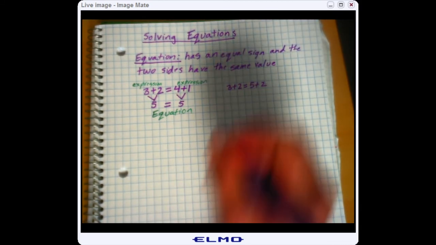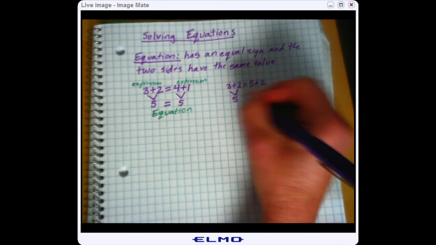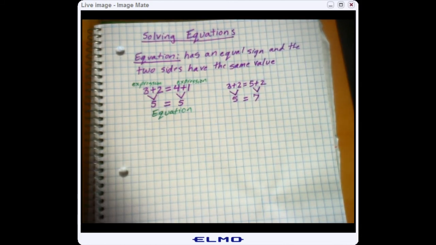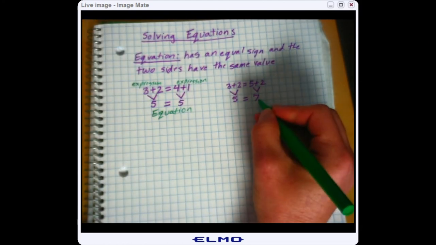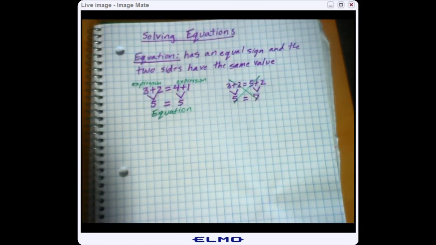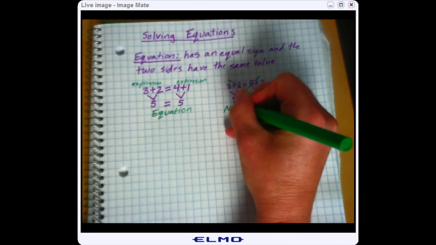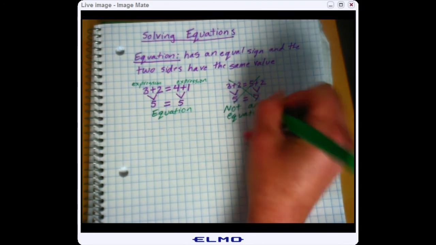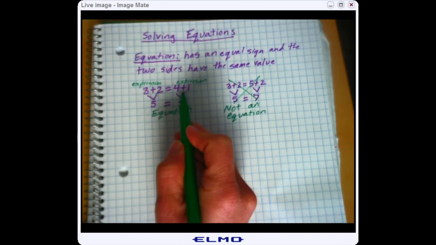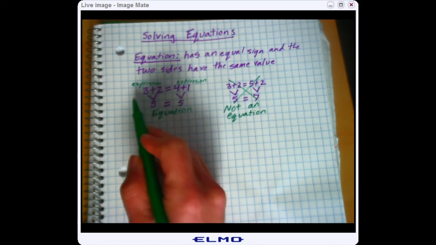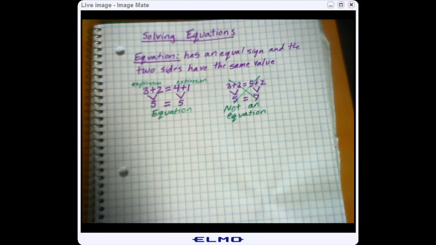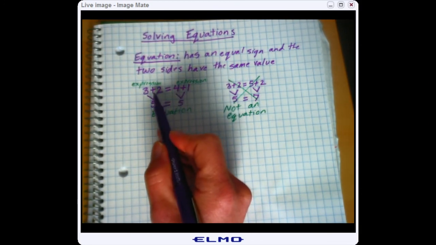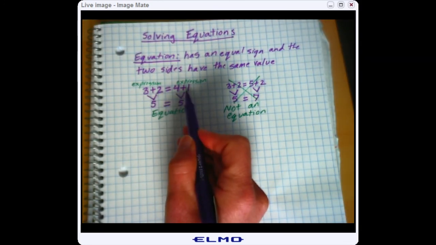Okay, and then if I have something that says 3 plus 2 equals 5 plus 2, if I simplify these two expressions, we know 3 plus 2 is 5, and we know 5 plus 2 is 7. And so we have the statement that says 5 equals 7. This is not a true statement. So then this actually is not an equation. For something to be an equation, the two expressions on either side have to have the same value. They have to simplify to the same value. So if I tell you something is an equation, you know those two sides of the equation are equivalent to each other. They have the same value.